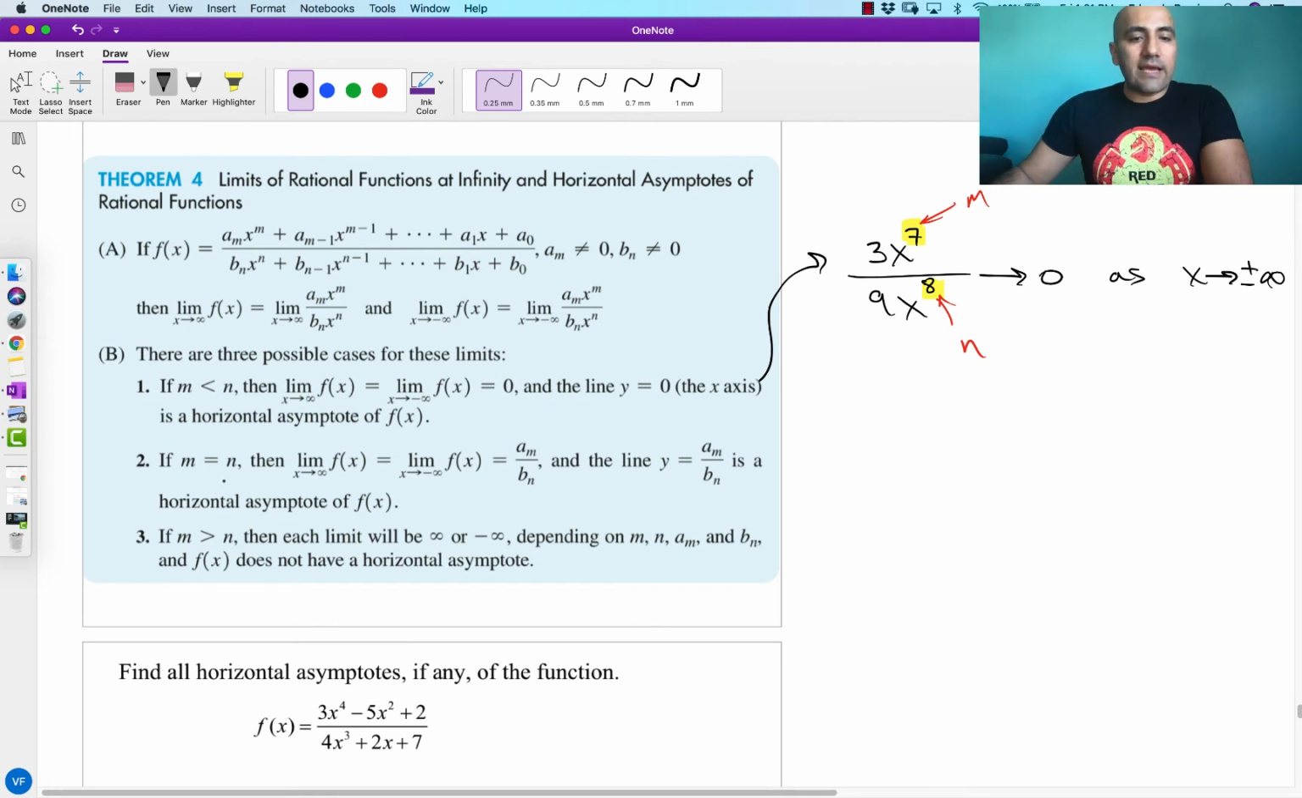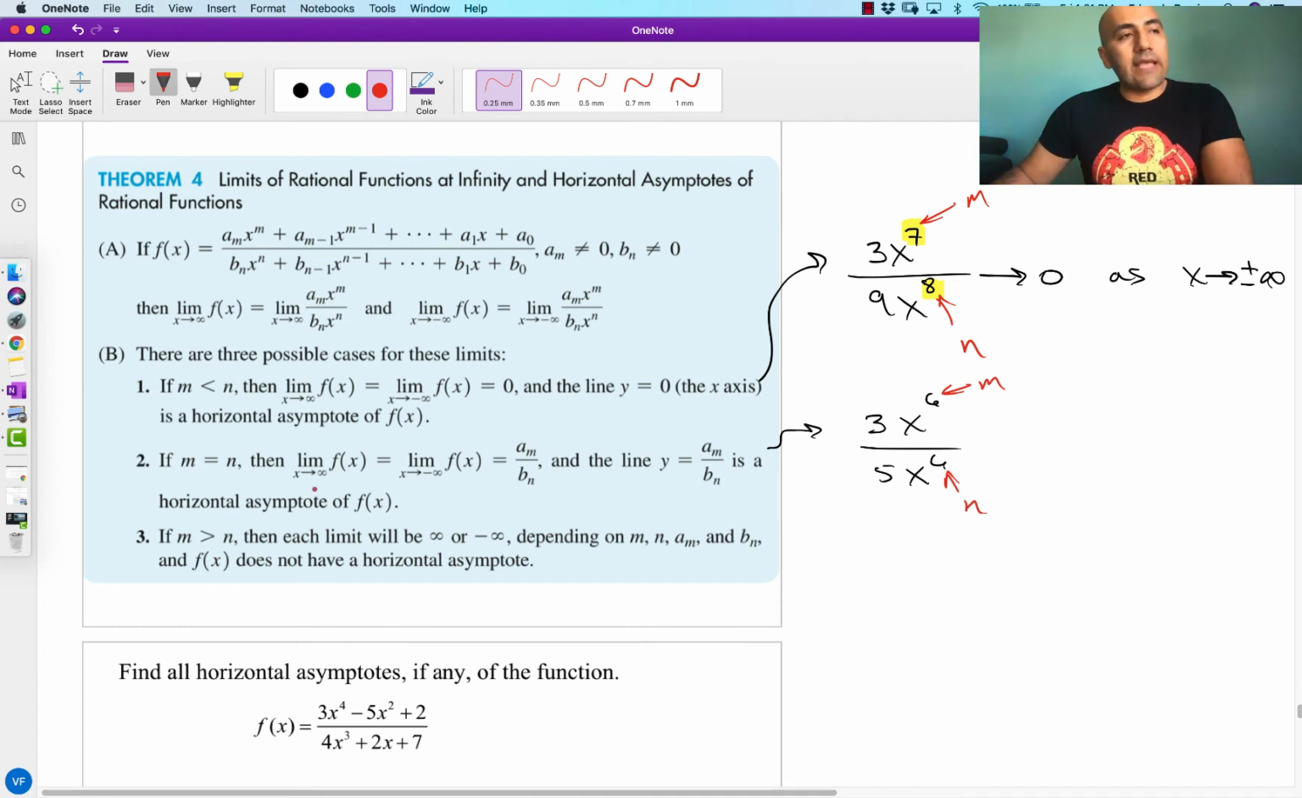If they have the exact same values, this would be a case like this, like maybe we have 3x to the 6th power divided by 5x to the 6th power. They have the same exponents. M and N are the same. That would be case number 2.